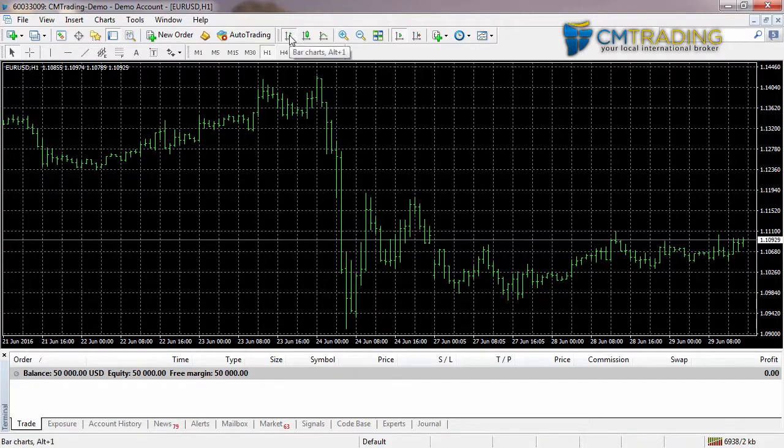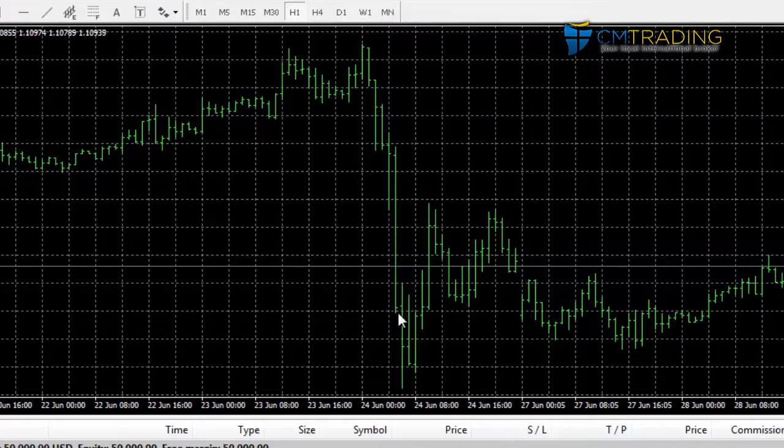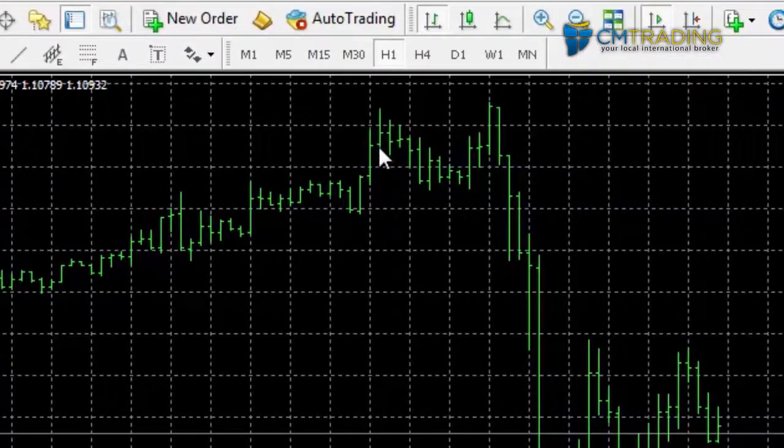By default, the first one is selected, which is bar charts. Now, what a bar chart is, we can see the line here. In a 1 hour chart, like it's currently set now, it means that this is the price range that the market's moved. The little tick on the left hand side is the opening price, and the little tick on the right hand side is the closing price.